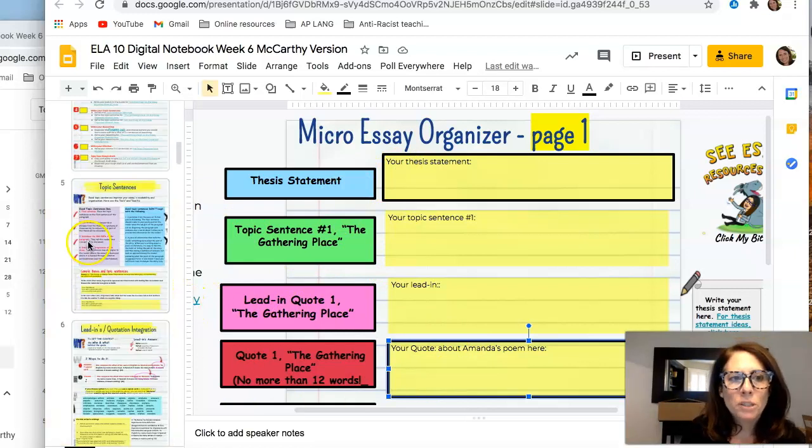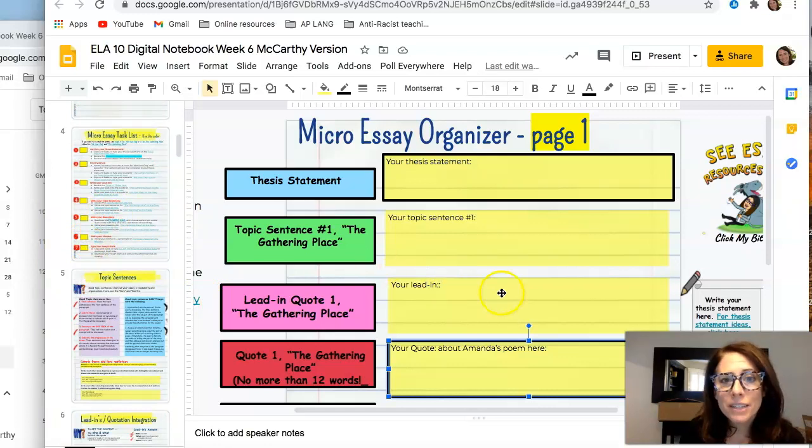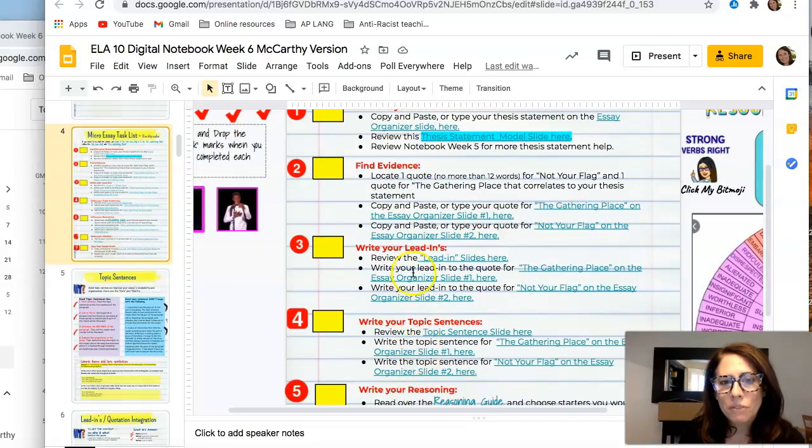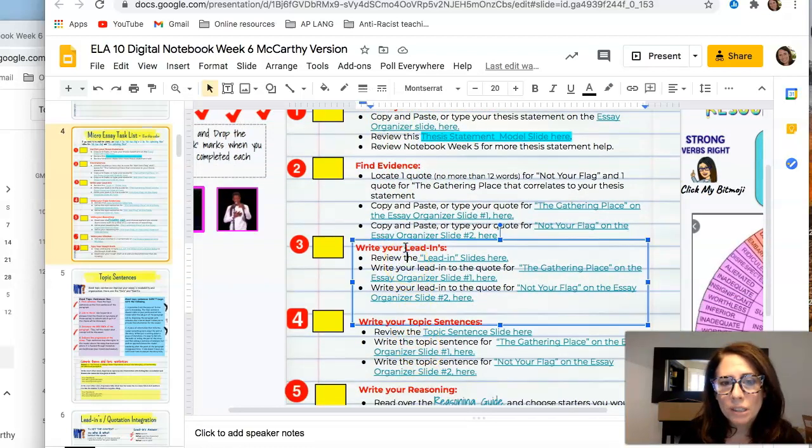So if we go back up to page 4 for our task list for this essay, we want to find out what we have to do next. We've done thesis, we've done evidence. Now we're going to find out what a lead-in is. We have to write our lead-in. Okay, so let's go to our lead-in slide.